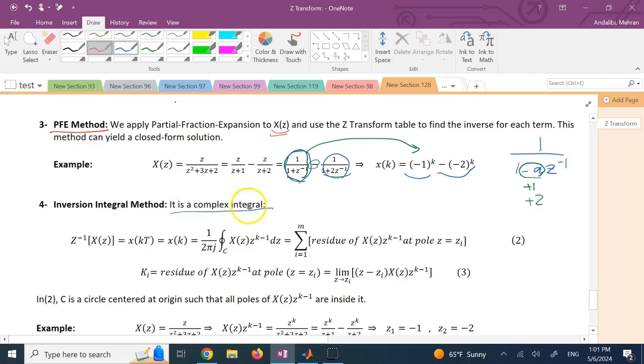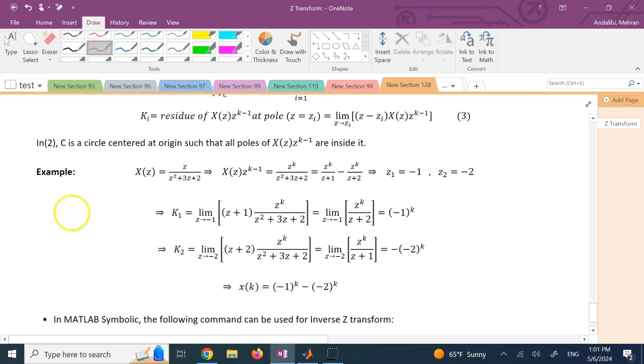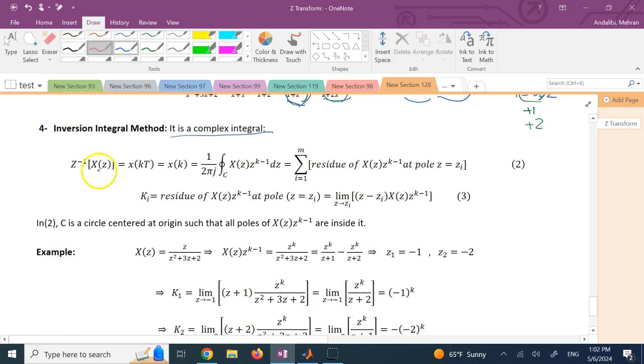It's a complex integral, the same way that inverse Laplace is a complex integral. So how would you do it? The definition of z inverse of X(z), which is x(kT) or x(k), is 1 over 2 pi j integral over a circle, over a loop, of X(z) times z to the k minus 1 dz. This is the definition of z inverse for X(z).